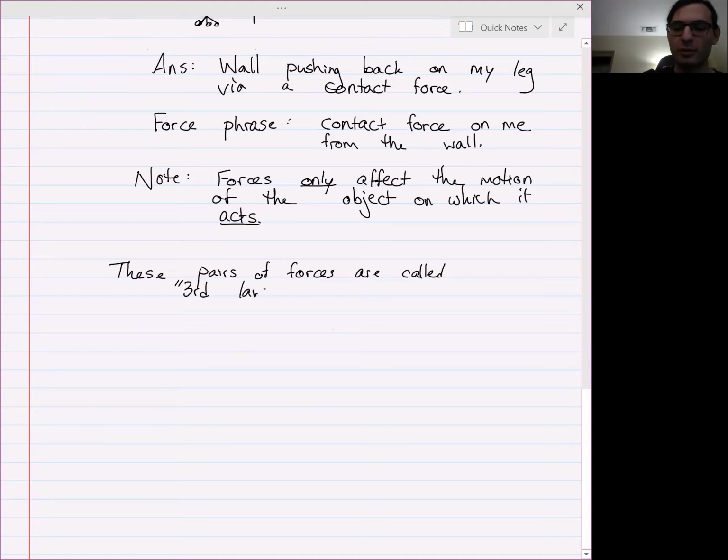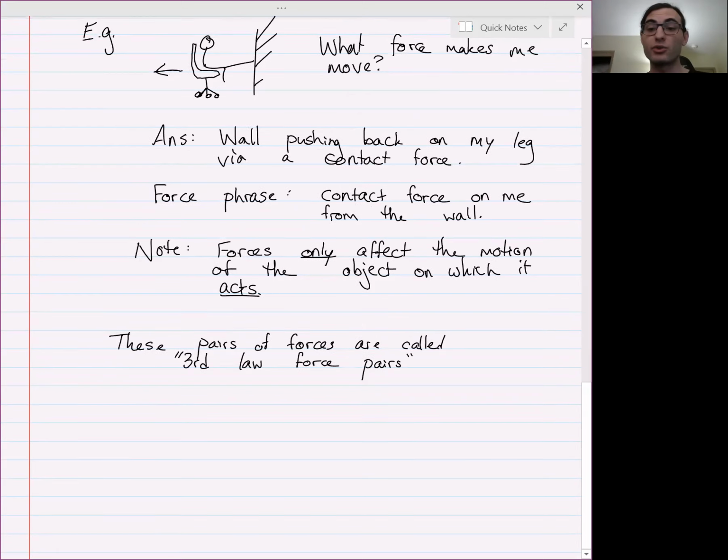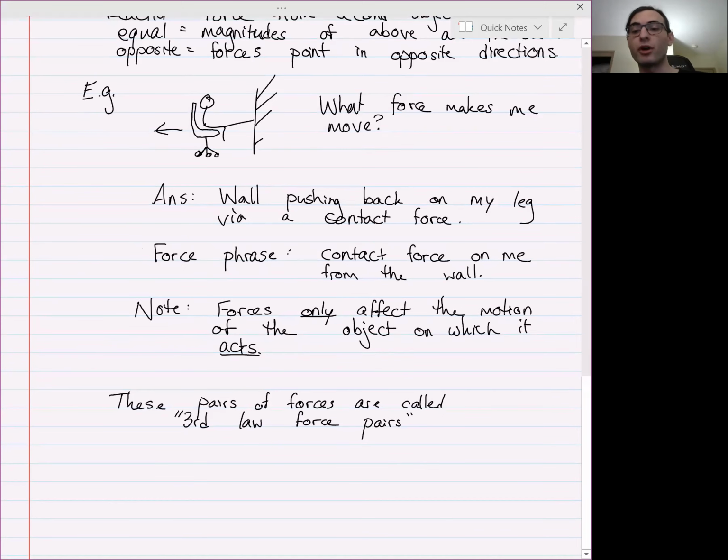Or at least that's what I will refer to them as. Third law force pairs, rather. Because they always come as pairs, right? Every action has an equal and opposite reaction. And so if you want to figure out what the force pair is for a given force, you just swap the on and the by in the force phrase. So there's one force, the contact force on me from the wall, and then its third law pair would be the contact force on the wall from me. I'm just swapping which one is where.